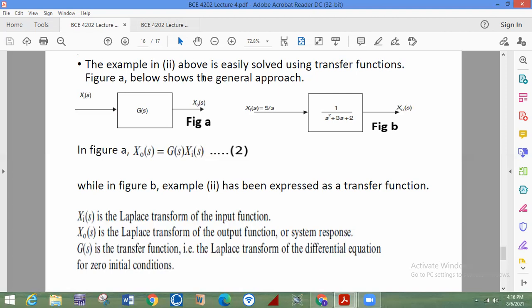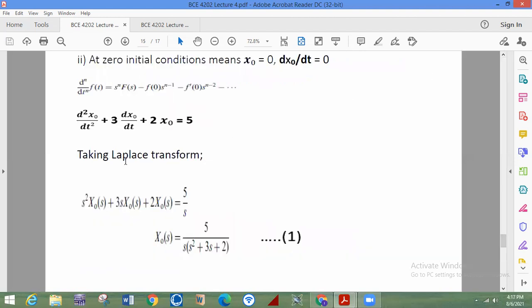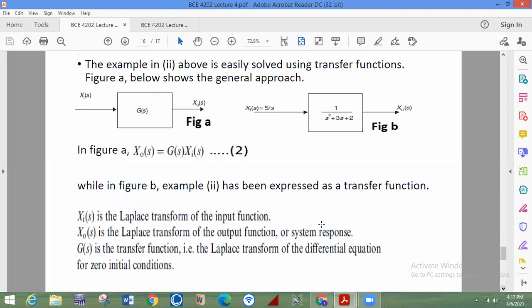So we've seen that the example above has been solved using transfer functions, especially here. And figure A below shows the general approach. The general approach is shown in this figure, where you have x of t.